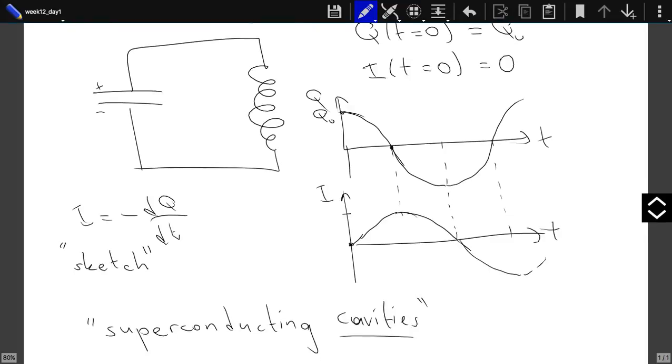The capacitor stores energy, and the energy stored in the capacitor is proportional to the charge squared. The inductor stores energy, and the energy stored in the inductor is proportional to the current squared. So initially, you have energy stored in the capacitor, no energy stored in the inductor. At this time, there is no energy in the capacitor, all the energy is now in the inductor. Again, at this time, all the energy is back to the capacitor where there is no energy in the inductor. So basically, the electromagnetic energy just goes back and forth between the capacitor and the inductor.